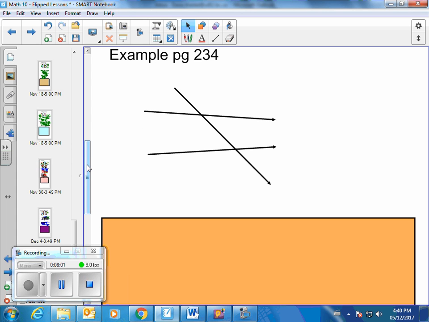So our example is on page 234. There we go. So what we're looking at here is the relationship between angles in a figure. So I'm going to label this really quick. We've got 1, 2, 3, and 4, 5, 6, 7, and 8.